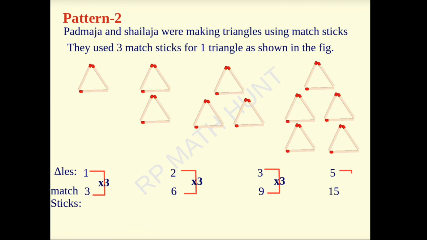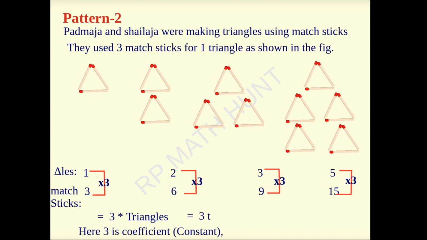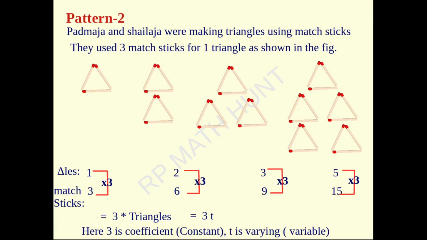How many matchsticks are required? For one triangle it is 3, for 2 it is 6, for 3 it is 9, for 5 it is 15. Now each pair has been multiplied by 3. 1 times 3 is 3, 2 times 3 is 6. Here 3 into triangles is equal to 3 into t, 3t. Here 3 is constant or coefficient, t is varying, that is the reason it is a variable. Now observe one more pattern.